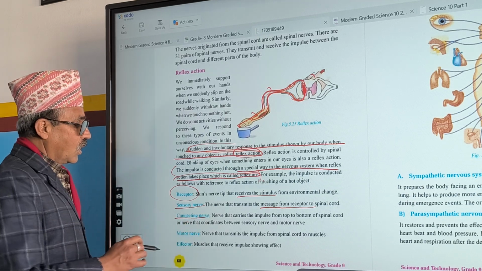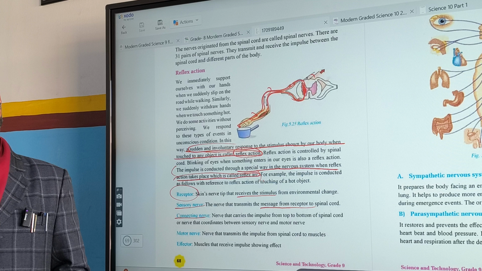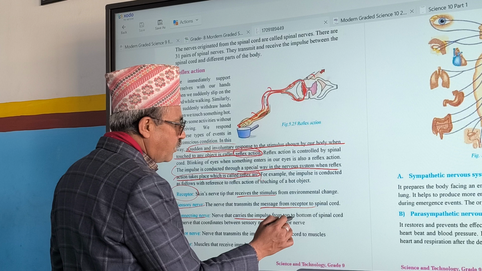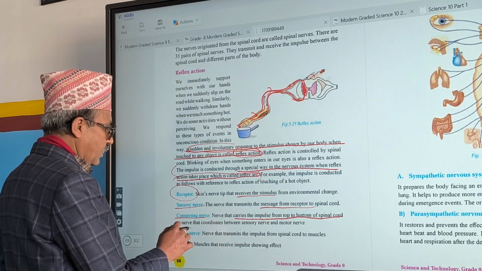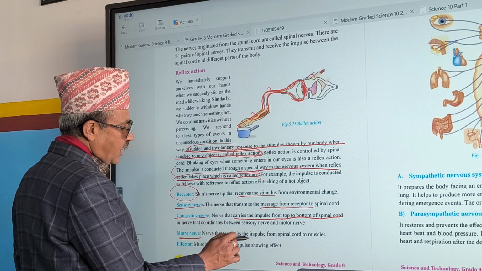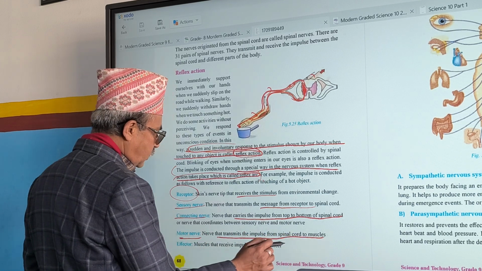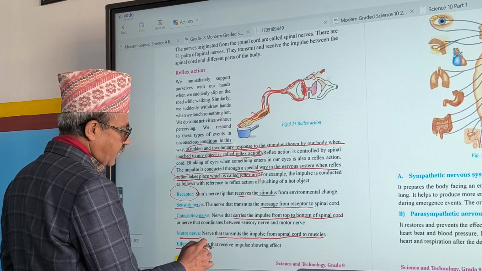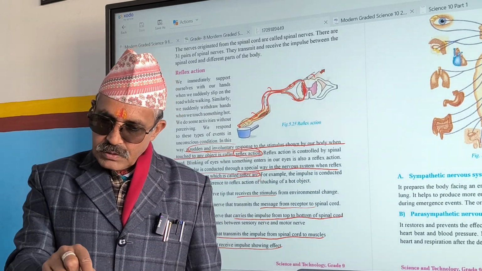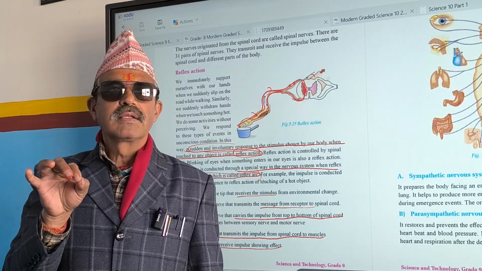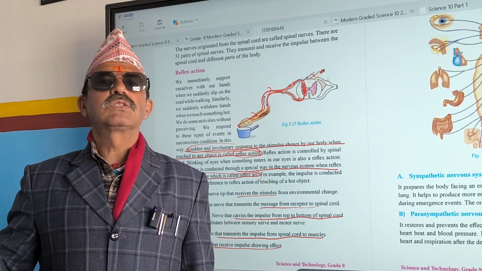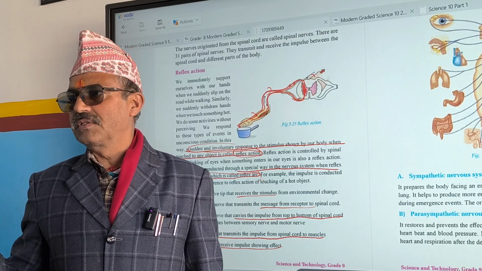What is the next one? Connecting nerve or interneuron. What does it do? It carries the impulse from top to bottom of the spinal cord. And motor nerve, what does it do? It conducts the order from the spinal cord to muscles or the effector, and the effector shows the effect. When you touch a hot body, we feel hotness. That is reception. The receptor receives it. We jerk our hand. That is the response, the effector's activity.